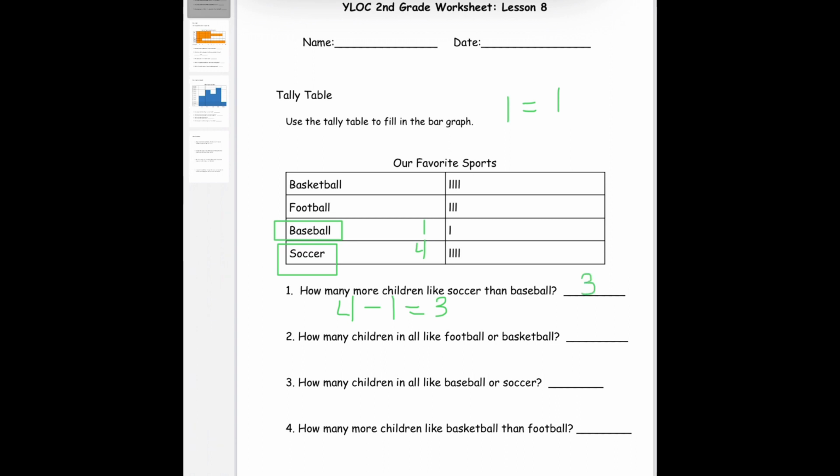Okay, moving on now to number 4. It says how many more children like basketball than football? So first we're gonna find basketball right here, and football is right here. So football, there's 3 tally marks, so it means there's 3. And for basketball, there's 4 tallies, so 4 people. It represents 4 people liking basketball. So we have to do 4 minus 3, and that equals 1. So one more person likes basketball than football.